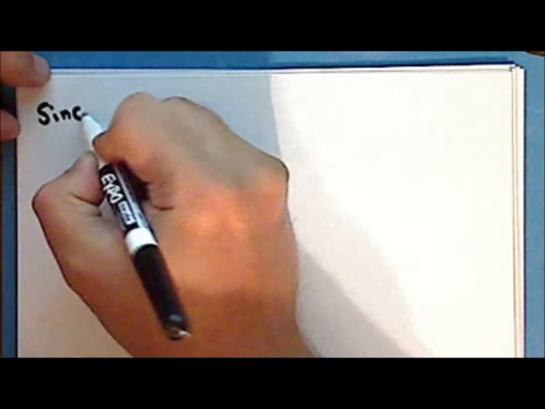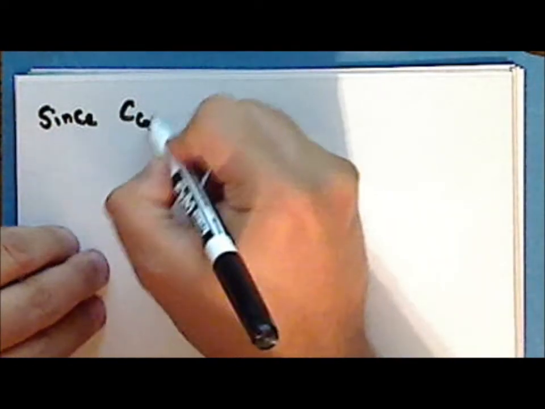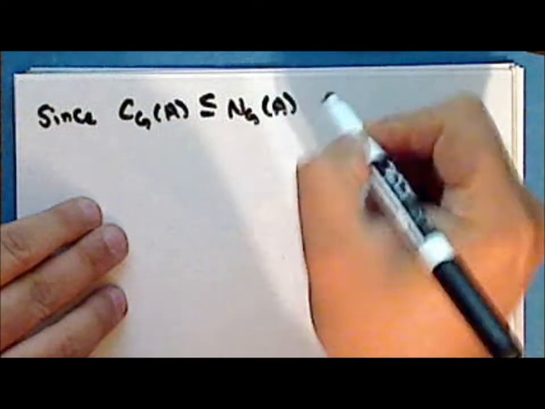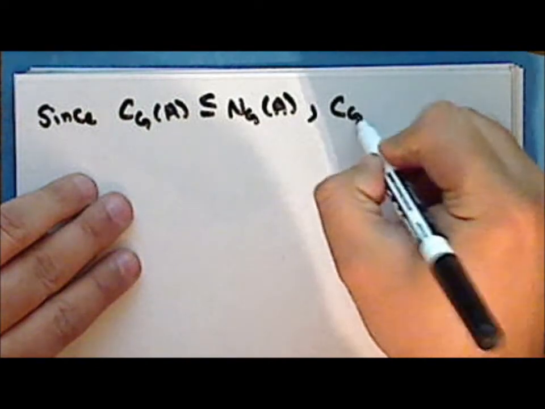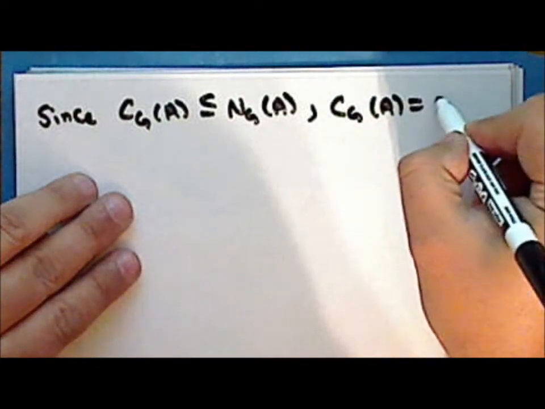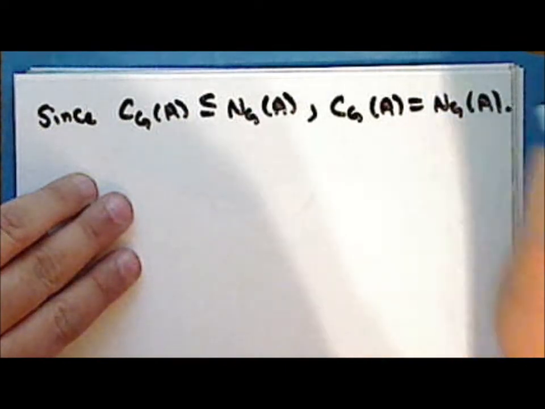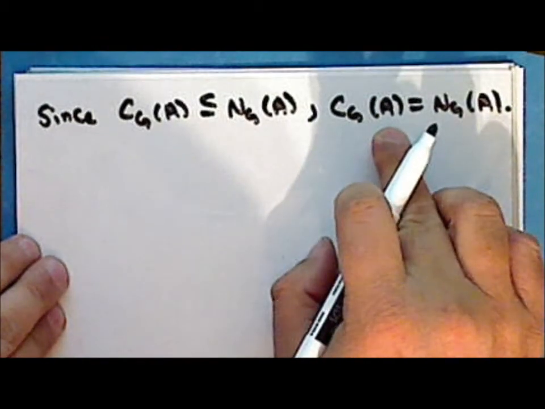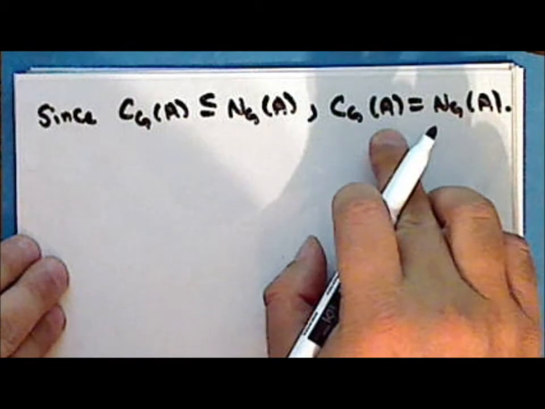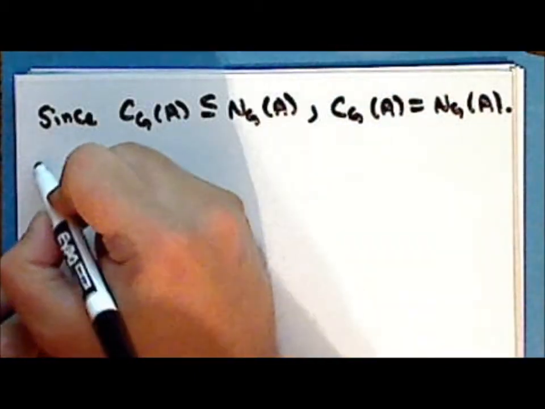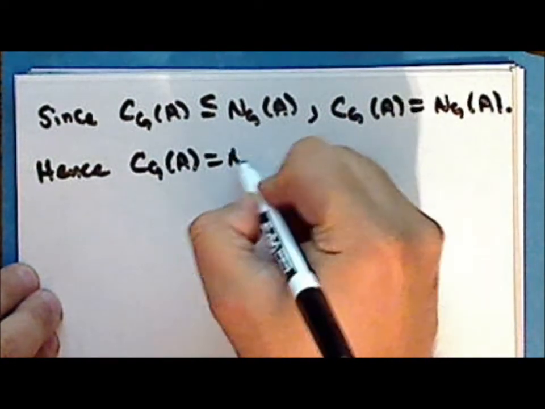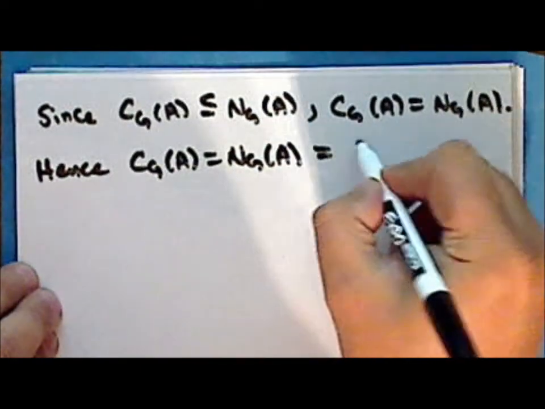Now, since it is always true that the centralizer is a subset of the normalizer, we have set inclusion in both directions so that the centralizer of A in G is equal to the normalizer of A in G. Now, since G is an abelian group and A is a non-empty subset of an abelian group, the centralizer of that non-empty subset is the entire group, and hence the centralizer of A in G is the same as the normalizer of A in G, which is the entire group.